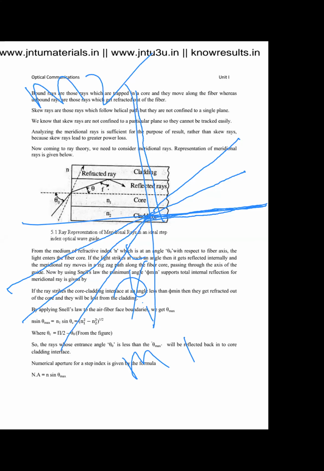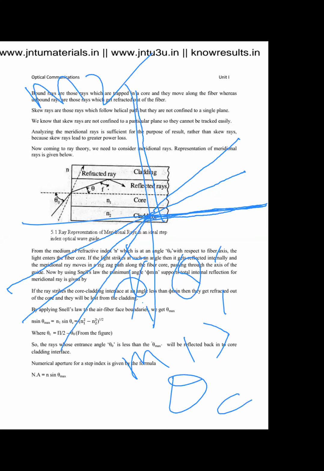Now we have sent a ray through the core, such that the refractive index of core is greater than the refractive index of cladding, and the condition here is the angle of incidence should be greater than critical angle. I repeat, the angle of incidence theta I should be greater than critical angle theta C, then only total internal reflection takes place.